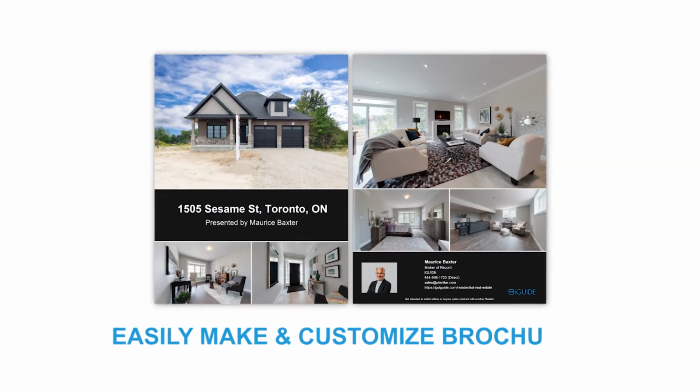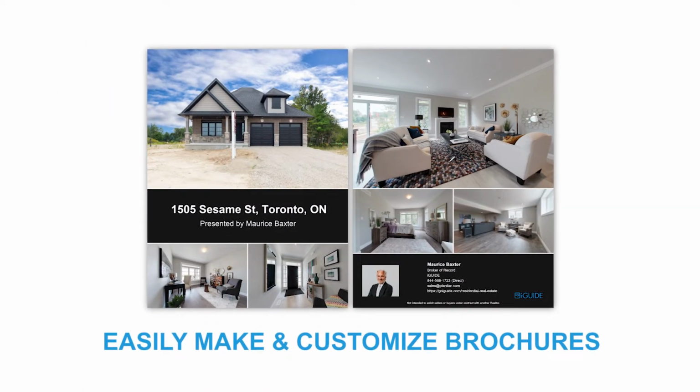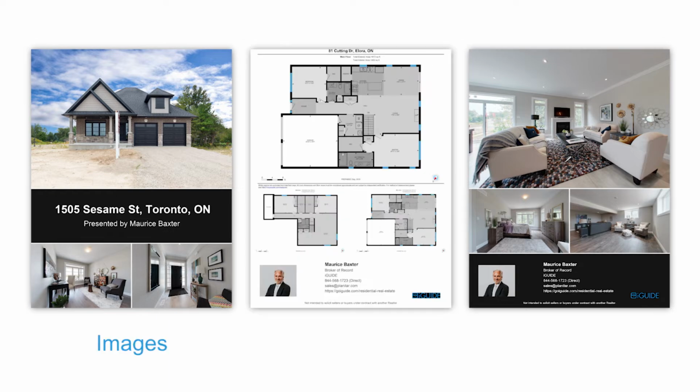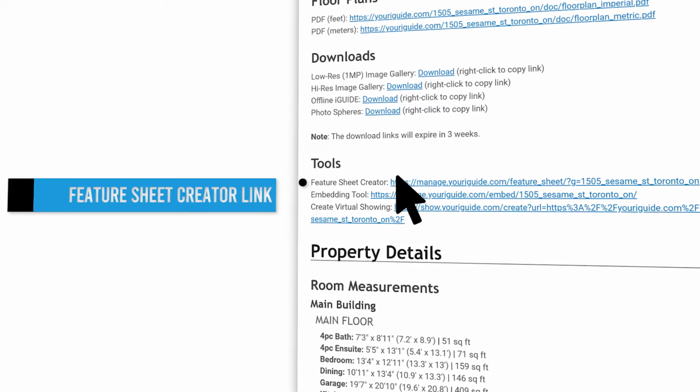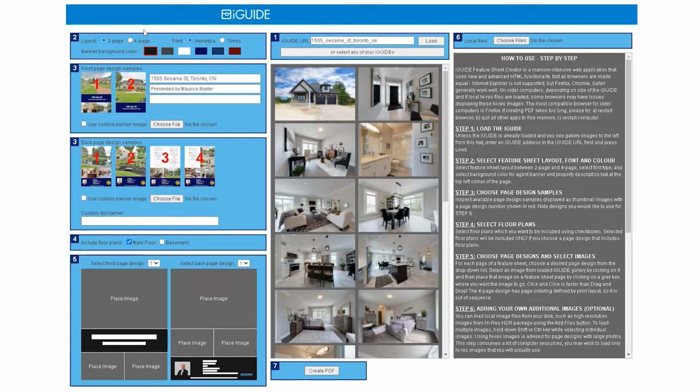The Feature Sheet Creator will allow you to easily make and customize brochures with images, floor plans, and branding taken directly from the iGUIDE. Click the link in the iGUIDE report and you'll be taken to a separate page that will auto-populate with data taken directly from the iGUIDE. Let's start by making a feature sheet for web use only.